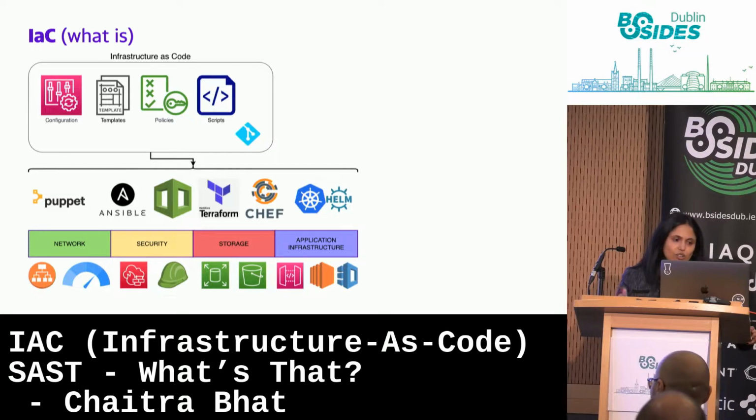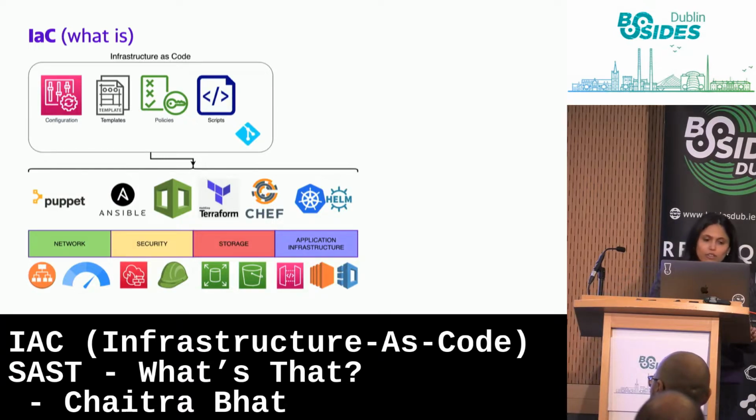IAC is a collection of machine-readable definitions for your infrastructure, which you have coded, in the form of configuration files, templates, policies, scripts. Now, again, these are all in file format, which means they can be version controlled. So all the goodness of version controlling comes with it. And there have to be some tools that understand how to read these files and then go ahead and do what is necessary to deploy and provision your infrastructure.